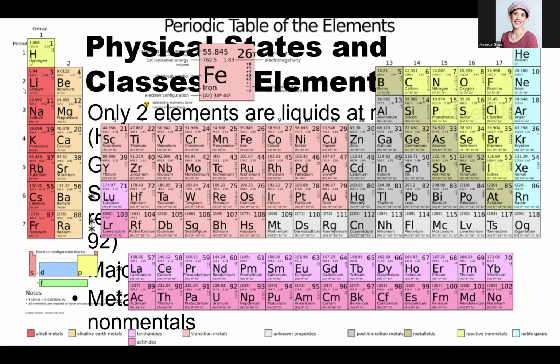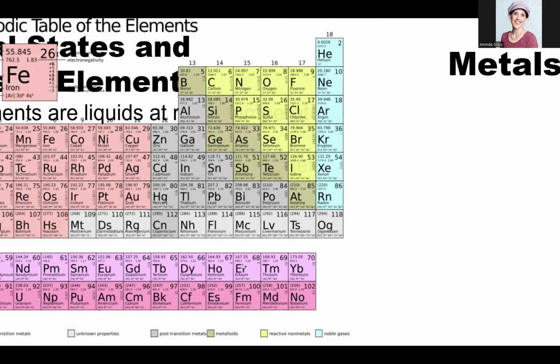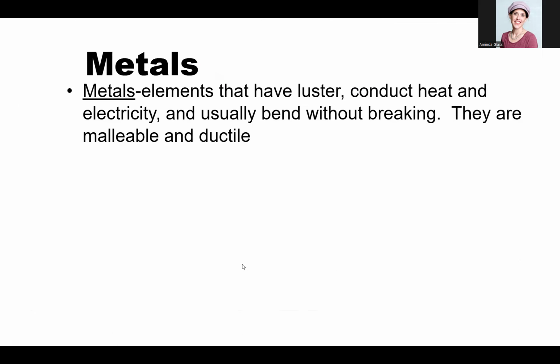So here are metals in this area. You can see all of these are metals. All the left side over here up until these, which are this tannish color, are the metalloids. And then you have your nonmetals. As you can see, we have a lot of metals in the world around us.